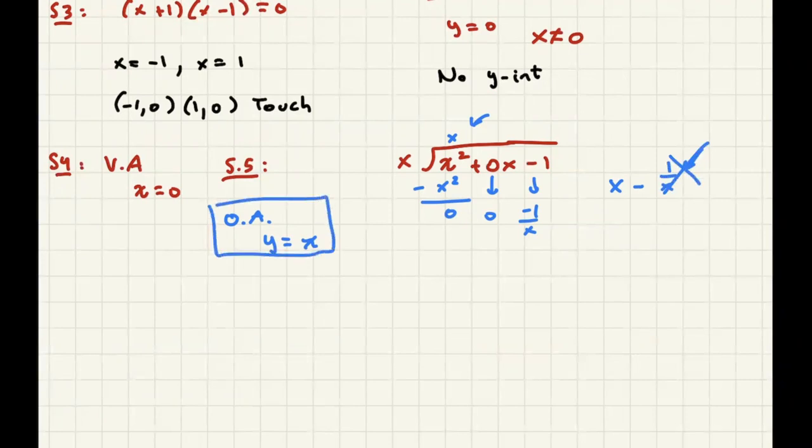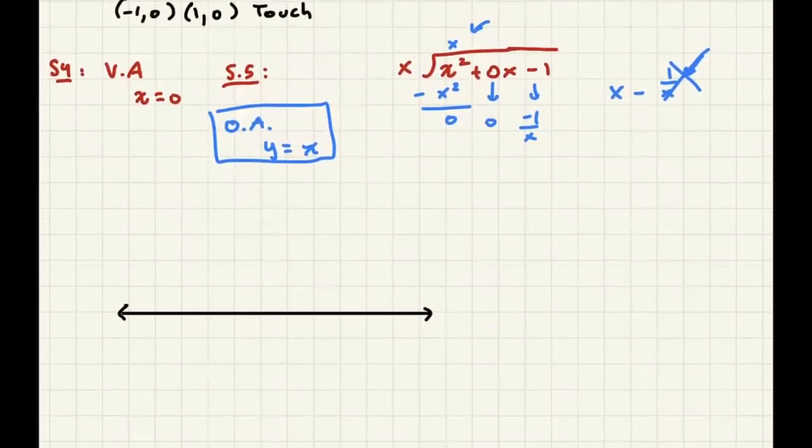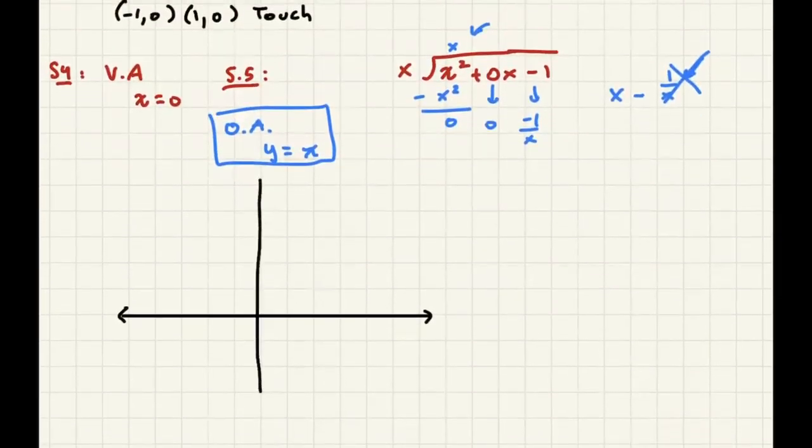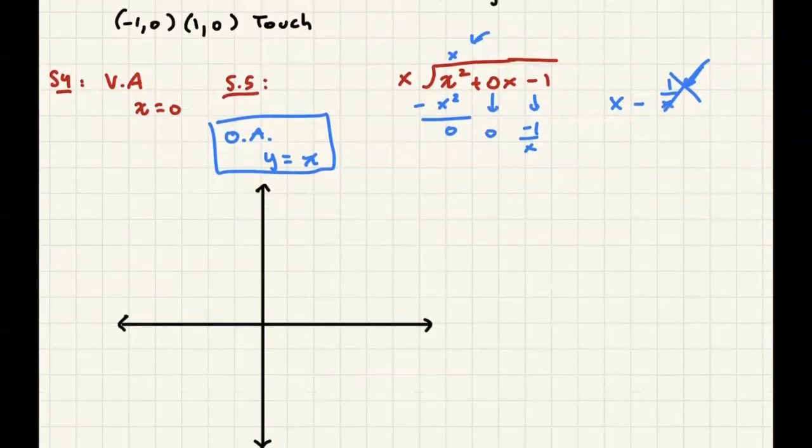What is step 6? Step 6 is to graph. So step 6, let's draw our graph for those things that we know. Ta-da, step 6. So what have we figured out about our graph? Things we know. We have a vertical asymptote at x equals 0.